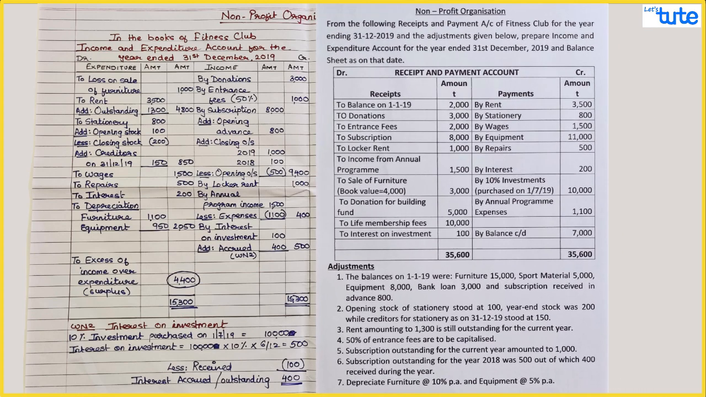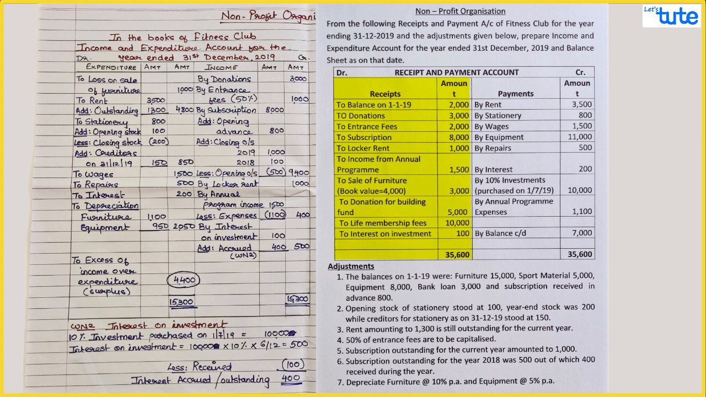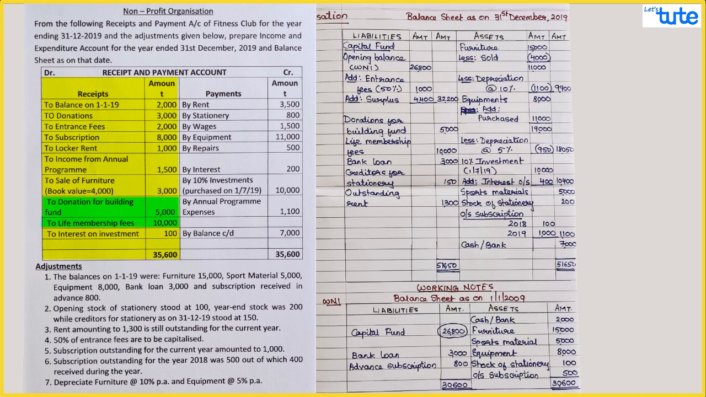Similar errors happen while posting receipt side item. Say for example, if it is revenue income like subscription, donations, any income from hosting any event, etc., then it would be credited on the income side of the income and expenditure account. But if it is capital receipt such as life membership fees or special donation like prize fund, building fund, etc., then it is to be shown on the liability side of the balance sheet.